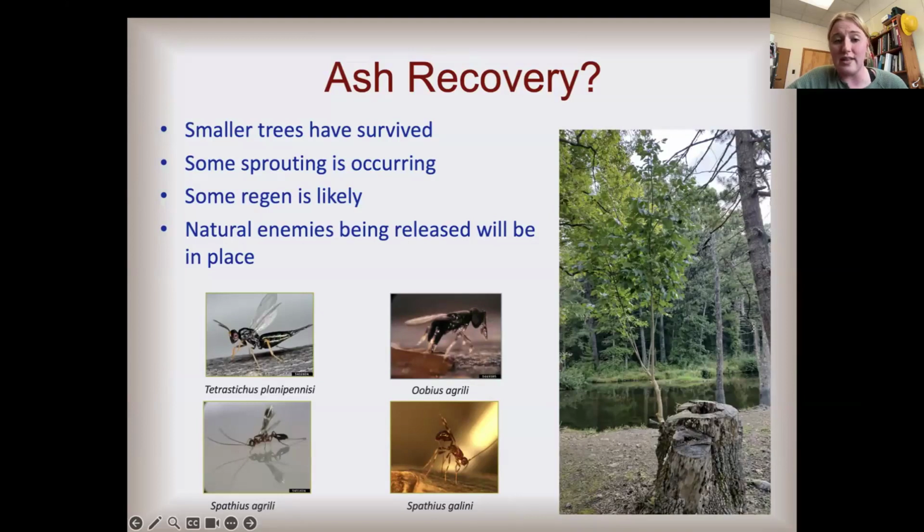And it's really interesting that these natural enemies, parasitoids, can find those larvae through the bark. They have specialized structures on their abdomen, specialized ovipositors, so they can pierce through the bark, find the larvae and parasitize them. It's super interesting.